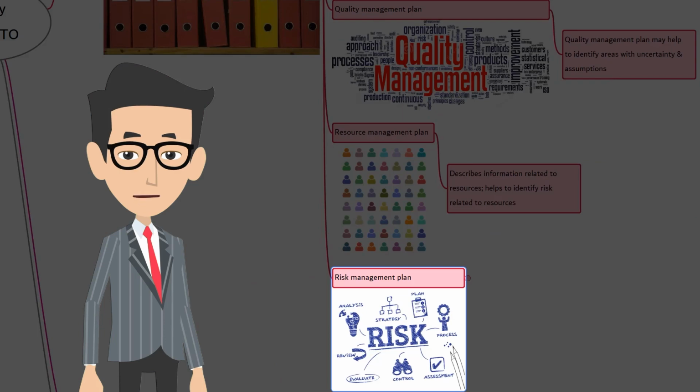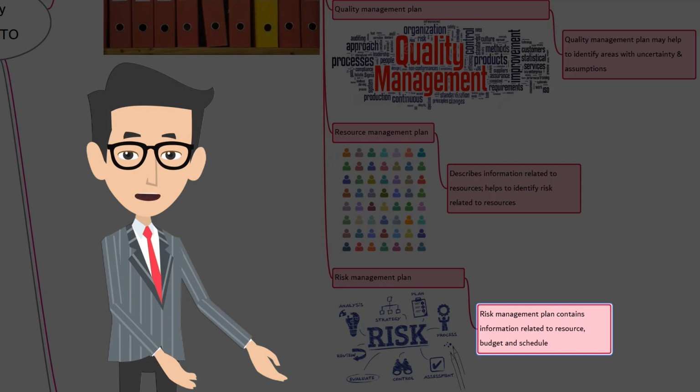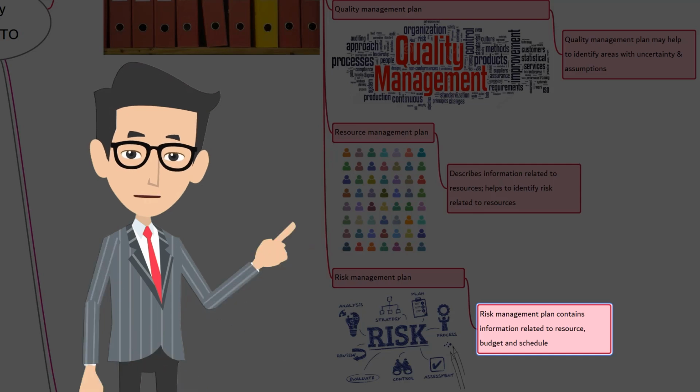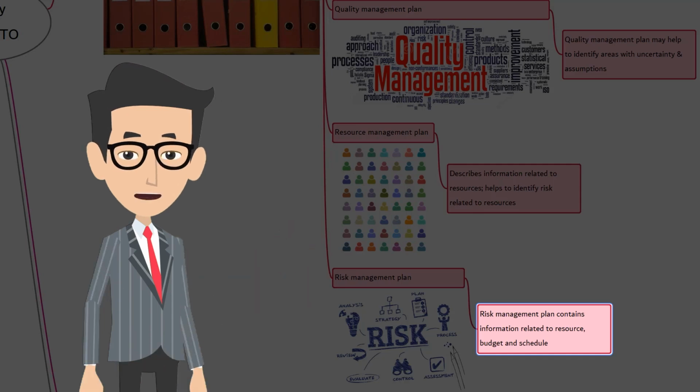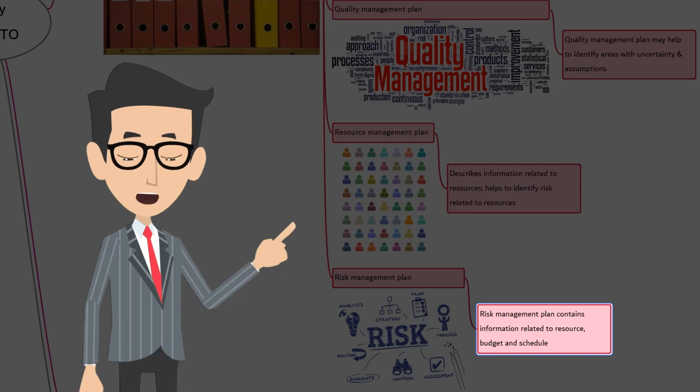Risk management plan. The risk management plan provides information on risks that are related to roles and responsibilities, how risk management activities are included in the budget and schedule, and describes categories of risk which may be expressed as a risk breakdown structure. This information will be valuable in identifying the risk related to resources, cost, and schedule.